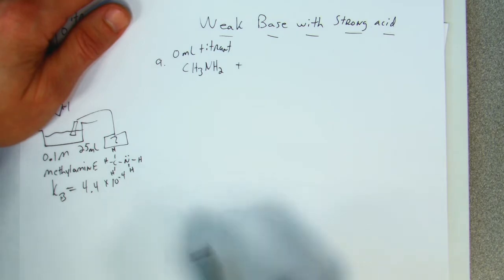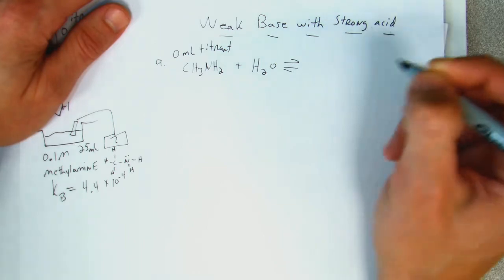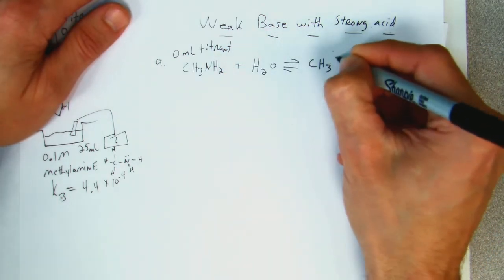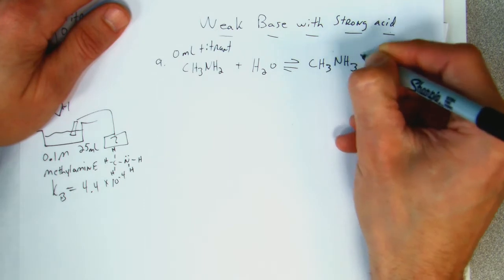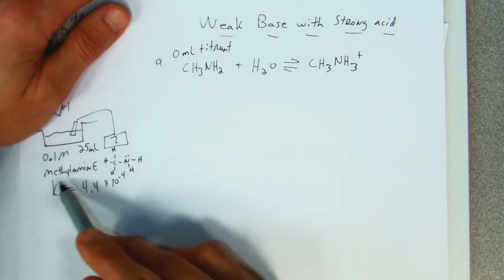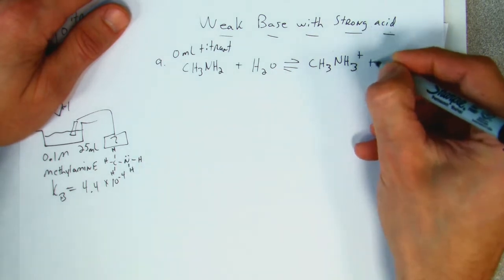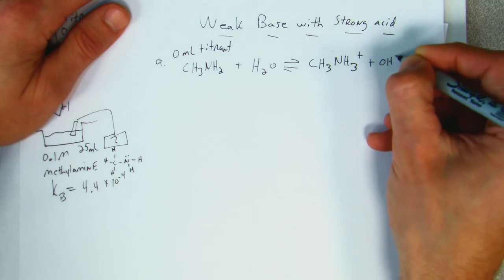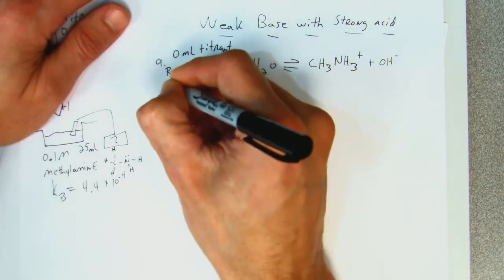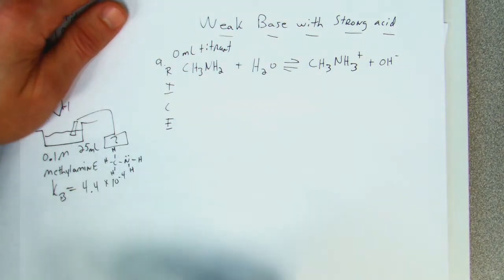It's a weak base, and it can react with water to set up an equilibrium in which the base accepts a proton to form methyl ammonium. Remember, the methylamine has a lone pair of electrons that can be used to form the new bond to make the methyl ammonium, and we're also going to make hydroxide. So before any titrant has been added, I've just got a weak base in a water-based solution.